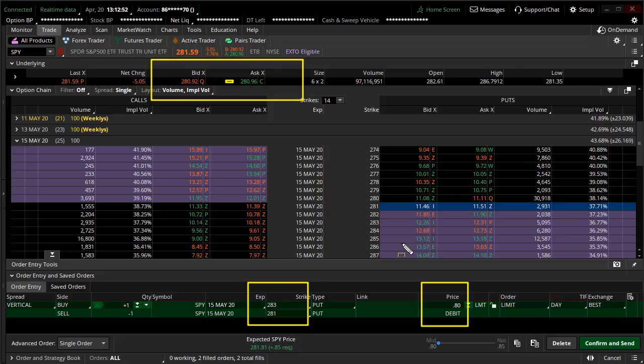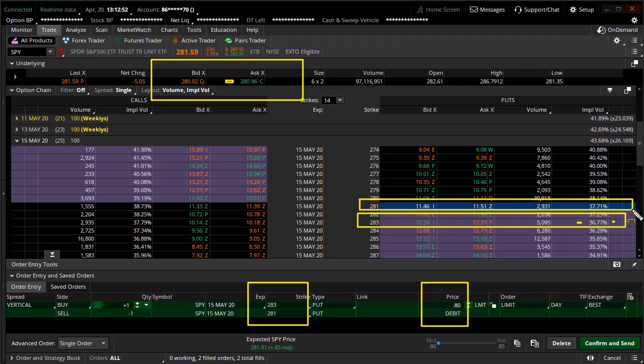Okay, that's pretty effectively priced, and I'll tell you why. If you look at the 283s, in this case you're buying a 36.7 vol, and you're turning around and selling a 37.7 vol. So the skew is really, really favorable in there.